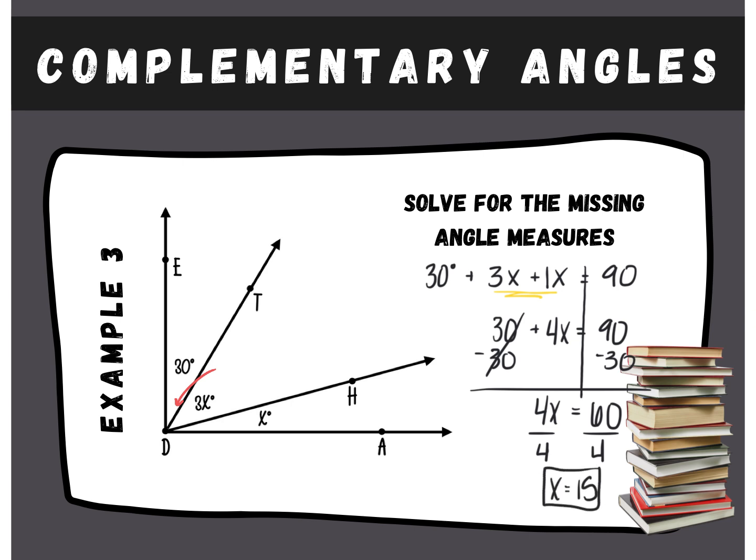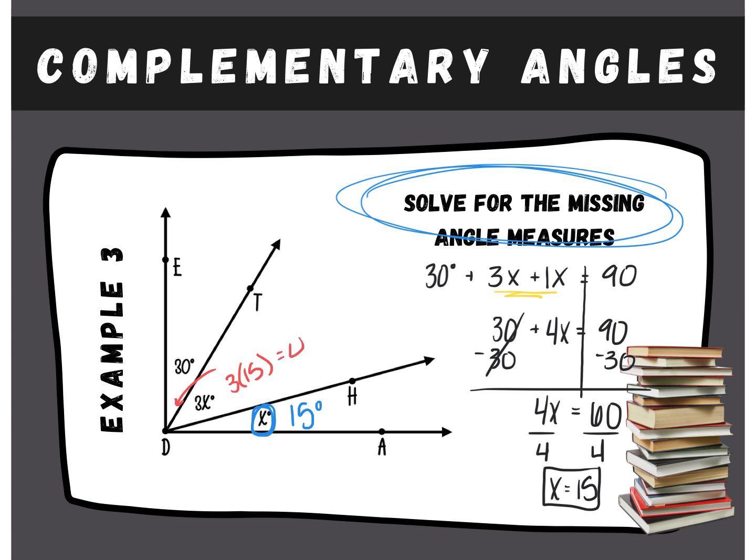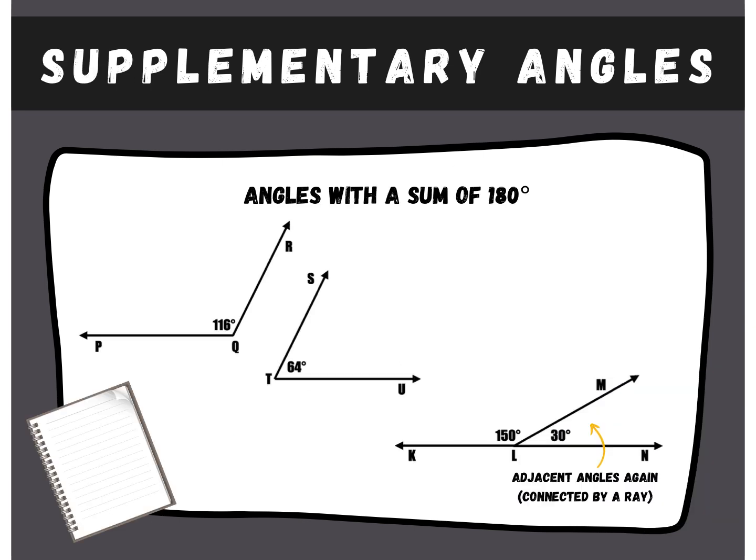Now in a problem like this, often when you find x, you're not actually done with the problem. In this case, I see that I have an angle that is x degrees, so I know that this angle is 15 degrees. But the problem told me to find the missing angle measures. I've only found one of them to this point. To find this other missing angle measure, I'll need to do 3 times x, or 3 times 15, which is 45 degrees. Make sure that you really tune in to the problem and what it's asking. Sometimes it asks you to solve for x, but other times it wants you to take that x and plug it back in and find missing angle measures.